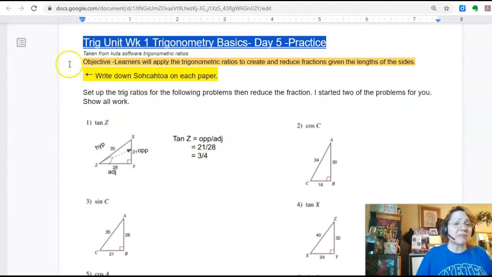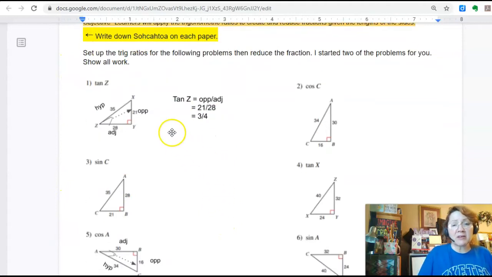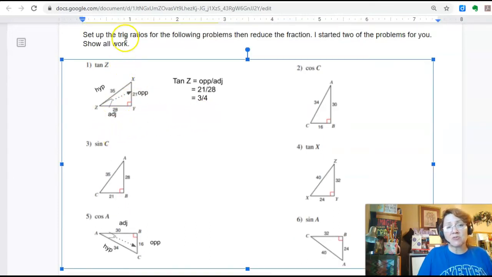So I say write the SOHCAHTOA down on each paper. I did number 1 for you. Tangent is opposite over adjacent, so I labeled my opposite, right? And then I found my hypotenuse to be 35, and then my adjacent is whatever was left, so it would be 21 over 28, and then that reduces to 3 over 4.